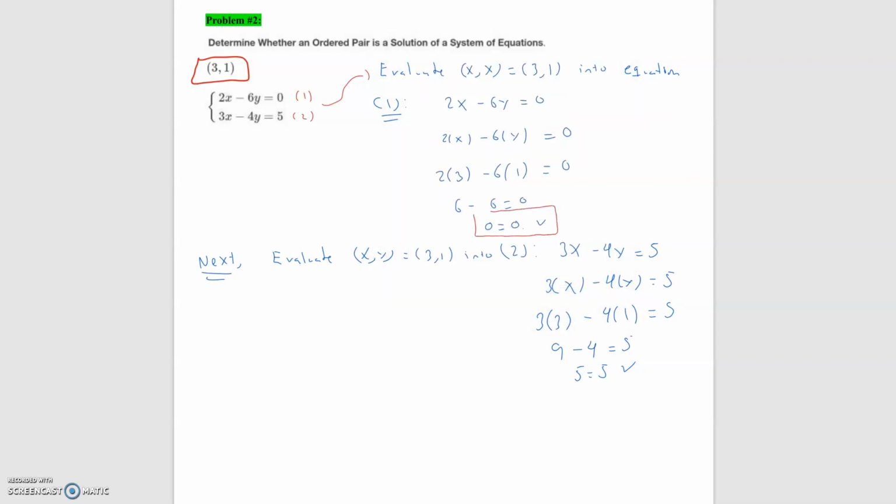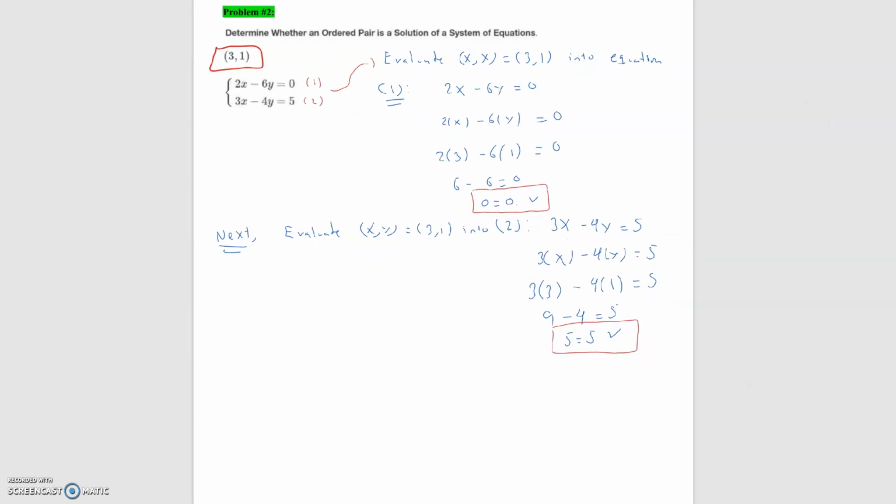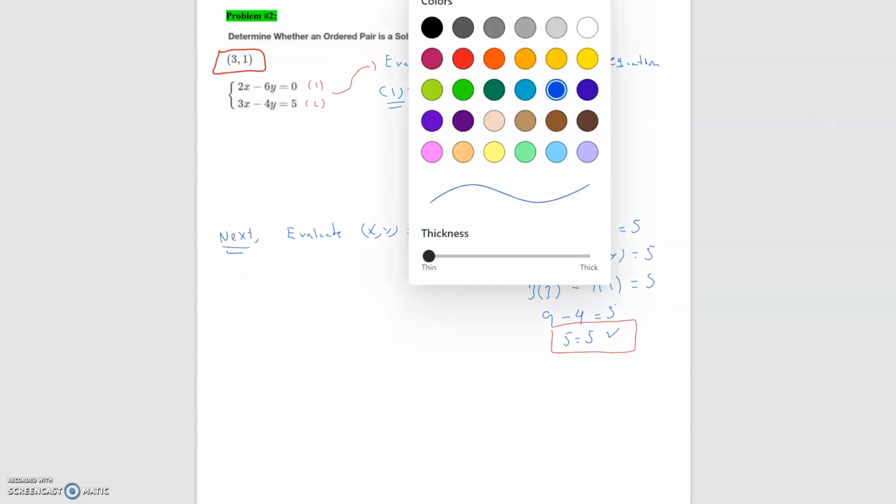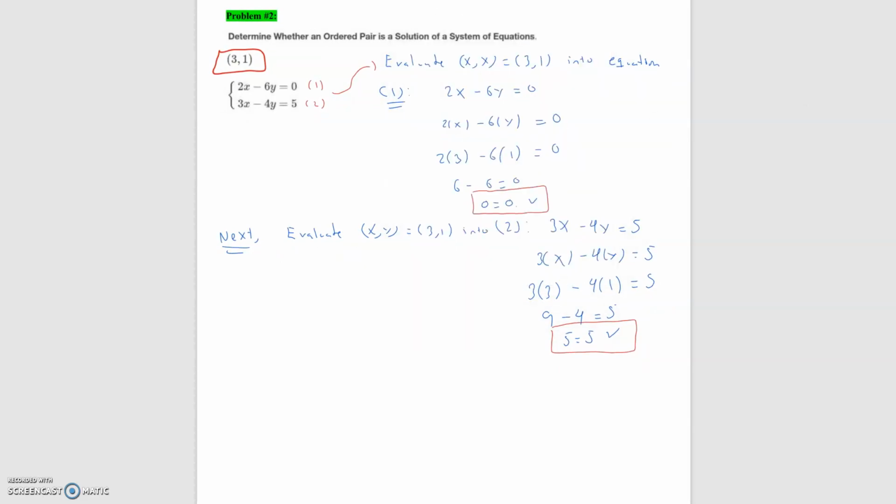Now at this point, you have to go back and verify. We obtain a true statement on the first equation. We obtain a true statement on the second equation. And then at this point, we can conclude that yes, it is a solution to the system. So we would just say yes, 3, 1 is a solution to, in this case, our system was 2x minus 6y is equal to 0, and 3x minus 4y is equal to 5. So that's our main solution.